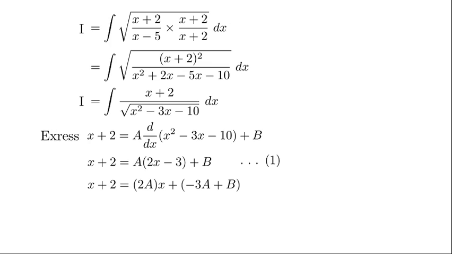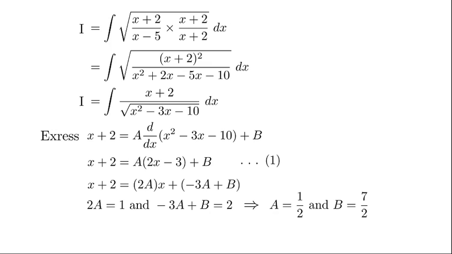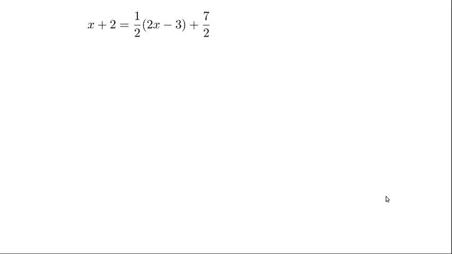So on comparing the coefficients of like terms, we get 2a equals 1 and minus 3a plus b equals 2. So this gives you the value of a as half, and on putting a equal to half here, you will get the value of b as 7 by 2. You can verify it. So b equal to 7 by 2. Put a equal to half and b equal to 7 by 2 in equation 1. We get x plus 2 equal to half times (2x minus 3) plus 7 by 2.